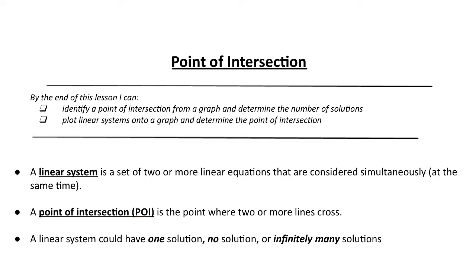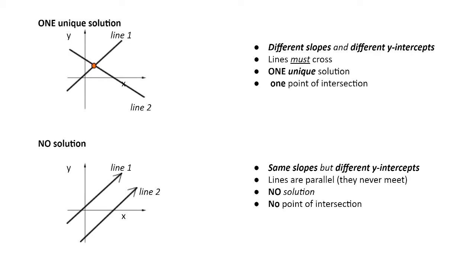A linear system could have one solution, no solutions, or infinitely many solutions. So let's take a look at each of these three scenarios. If a linear system has one solution, or what we call one unique solution, that means that your two lines will intersect at one particular point, or one point of intersection.